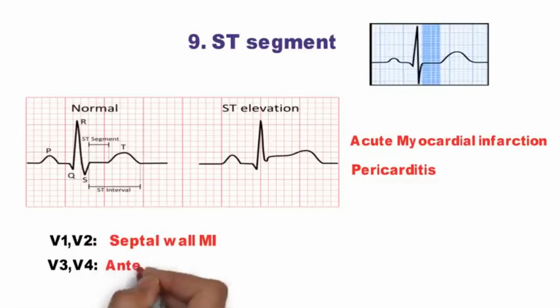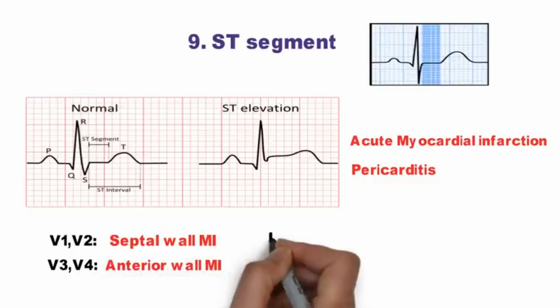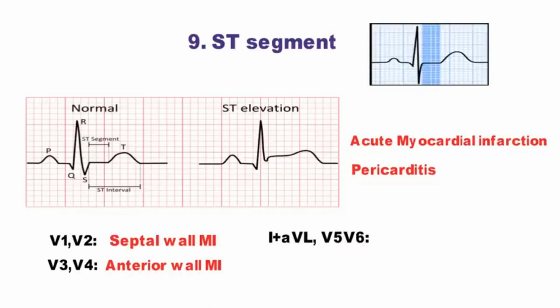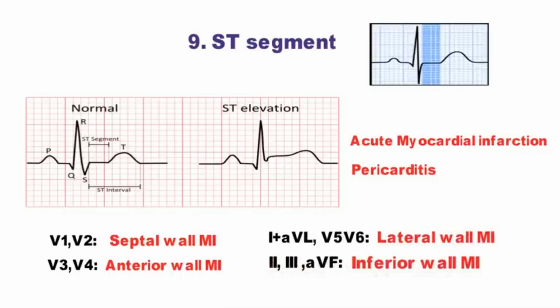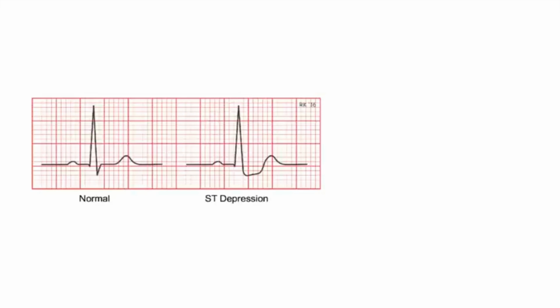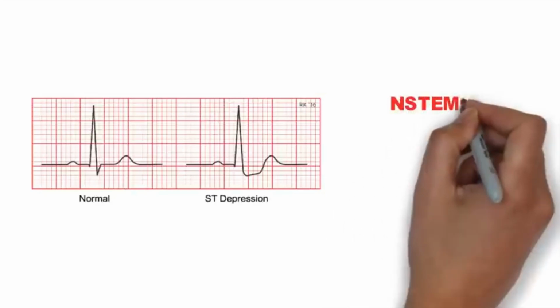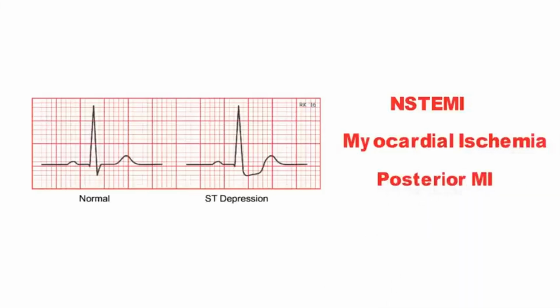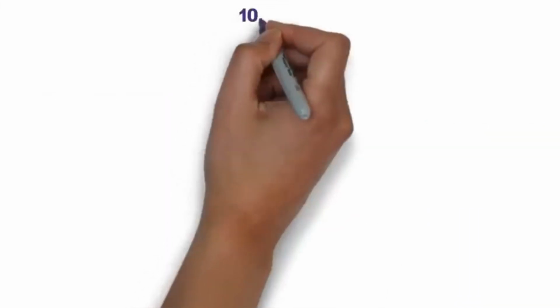If in V3, V4, then anterior wall MI. If present in lead 1 plus aVL and V5, V6, then lateral wall MI. And if present in 2, 3, aVF, then it suggests inferior wall MI. ST segment depression is seen in NSTEMI, myocardial ischemia, posterior MI, and many other causes.